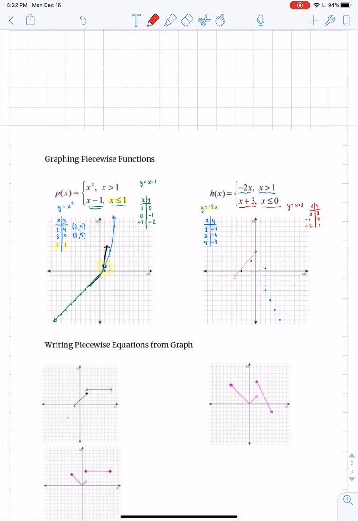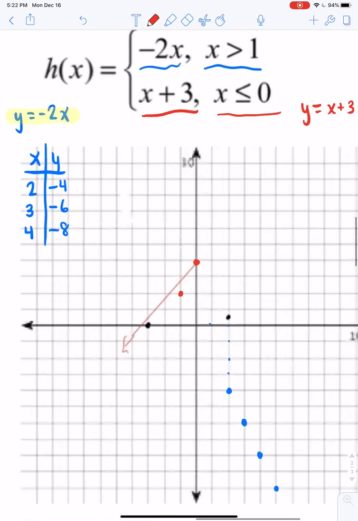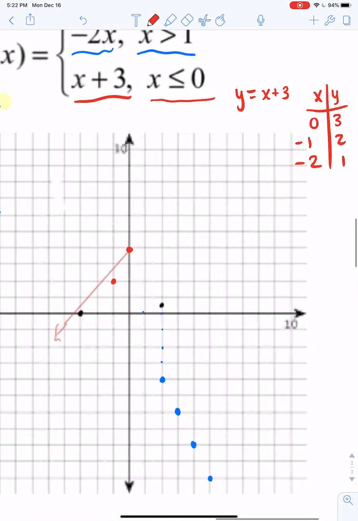0, 3. Sorry, my 0, 3 is not right. That's 0, 4. Let's fix that. 0, 3 would be right here. I was looking at the line that was already there. Negative 2, 1 would be here.